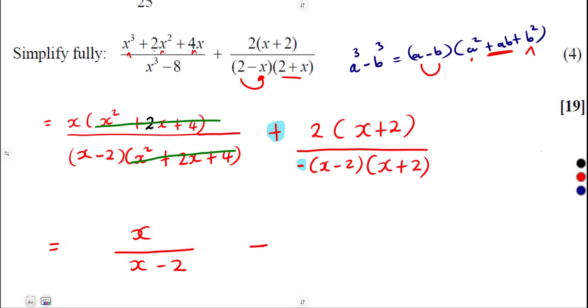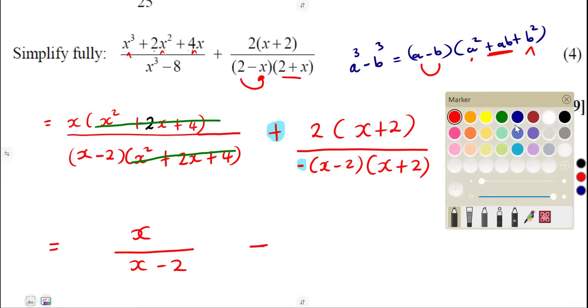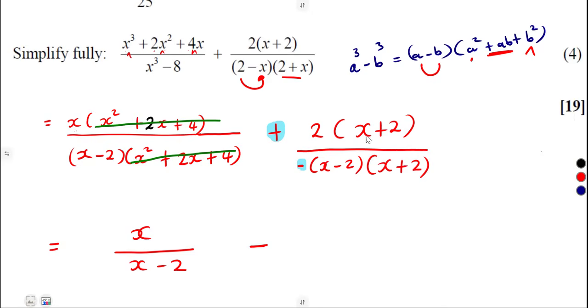Minus, all right? Then let us consider any bracket which can be cancelled, x plus 2. There is x plus 2. So we're going to remain with 2 in the numerator and x minus 2 in the denominator.